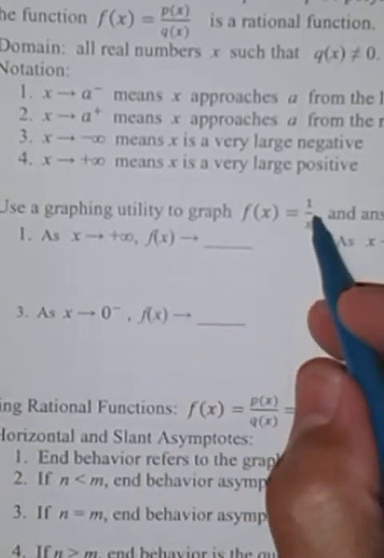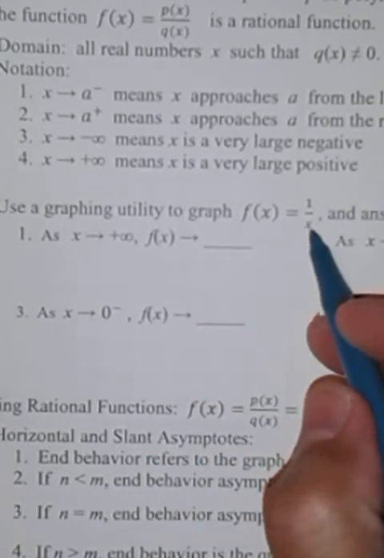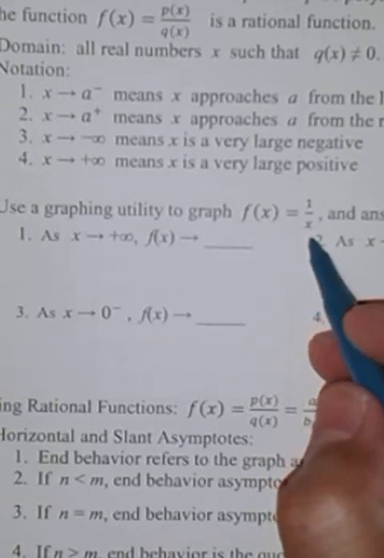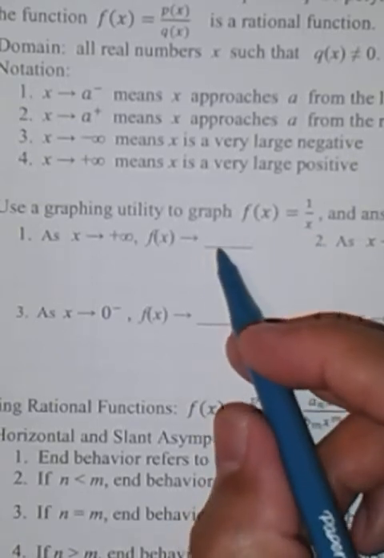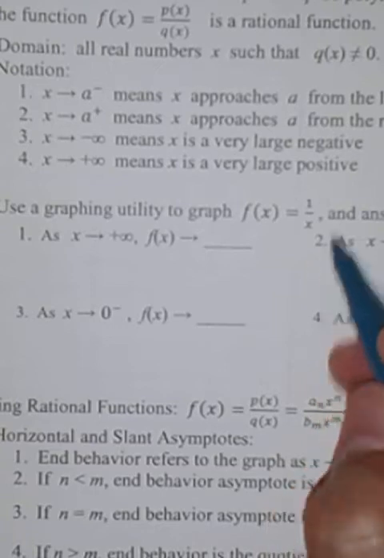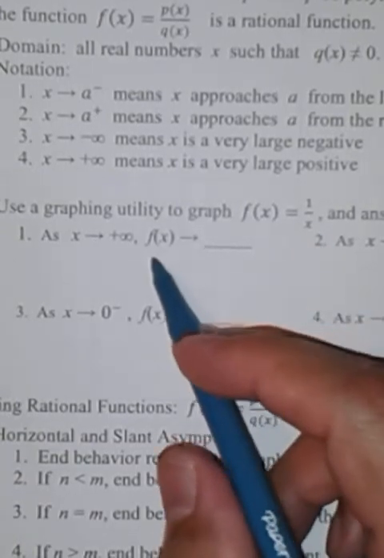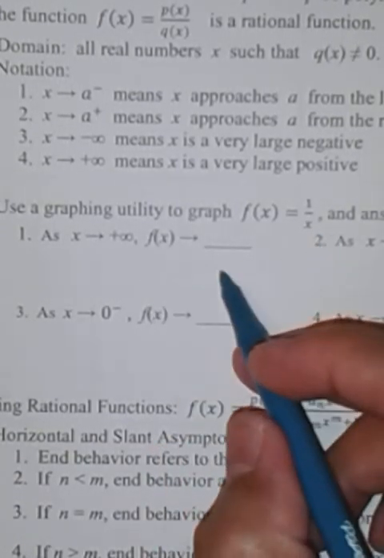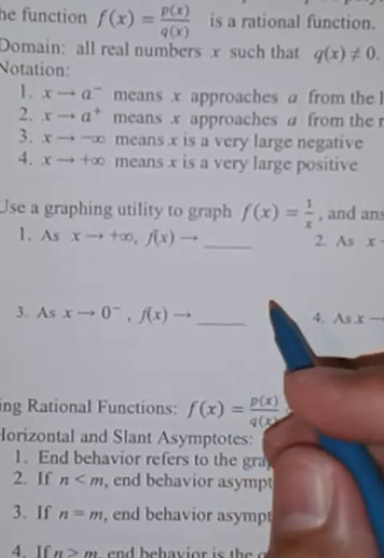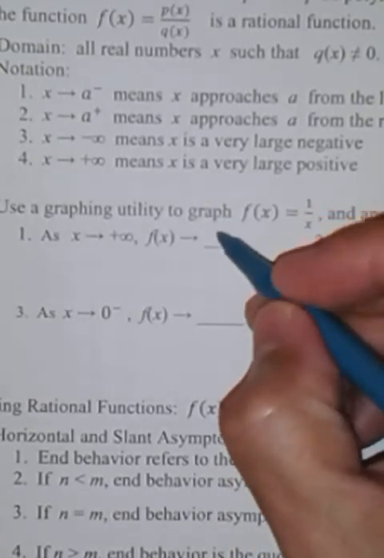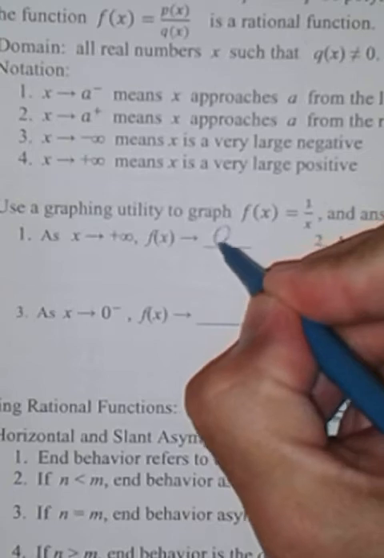As x approaches a million, f of x will be 1 over a million, which is 0.000001, 5 zeros and a 1. And as x gets bigger, y just gets smaller, closer to 0. So f of x then approaches 0.